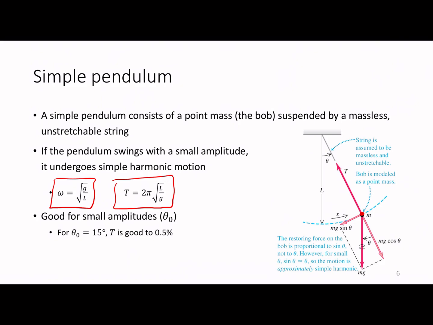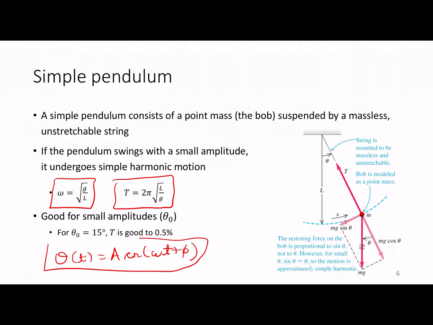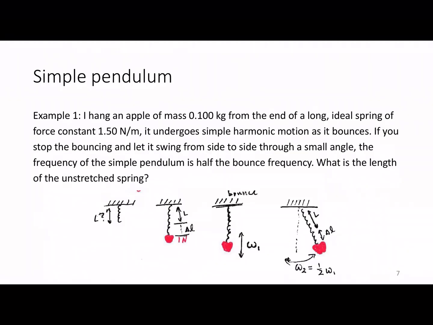Eventually, if you get up to like a 45-degree angle, this will not be true. And then it's not such an easy problem to solve. But for our class, we're mostly going to be thinking about small angle oscillations of the simple pendulum, and then this will be the angular frequency. And the equation of motion will still simply be theta of t, now instead of x of t, is equal to A cosine of omega t plus phi. So it's the exact same equation of motion, but now for the angle instead of the position.